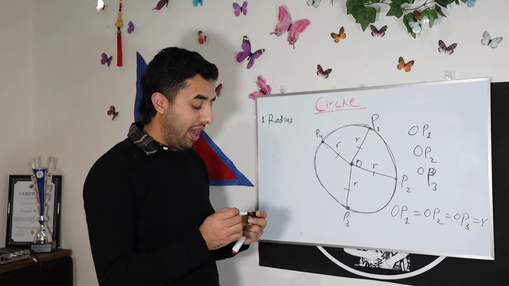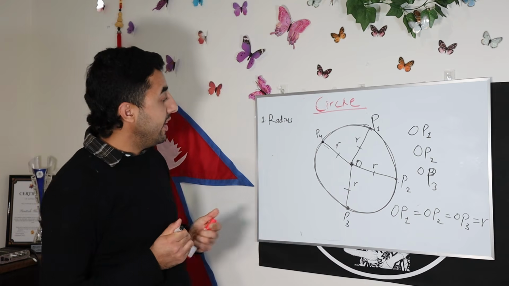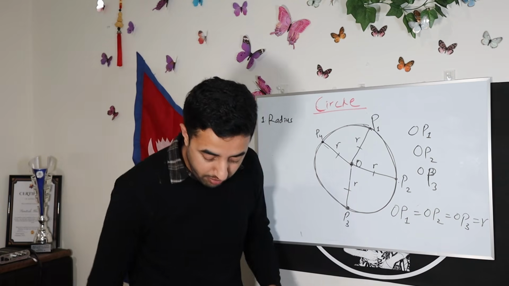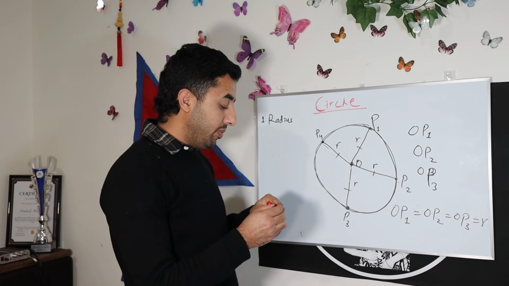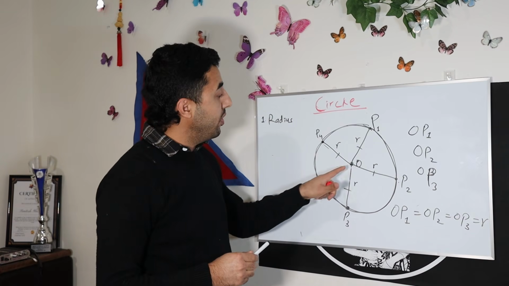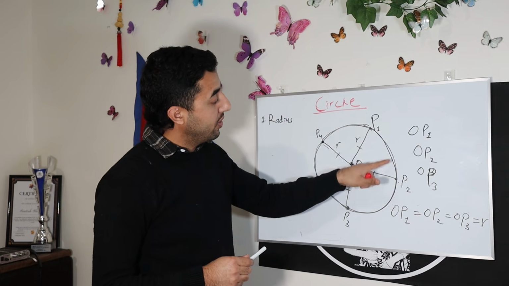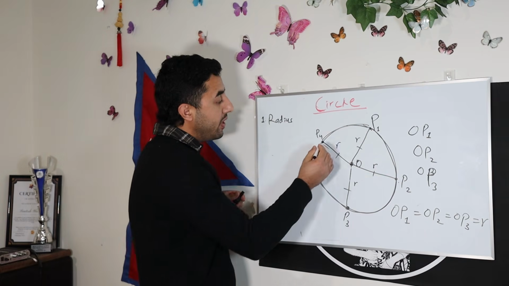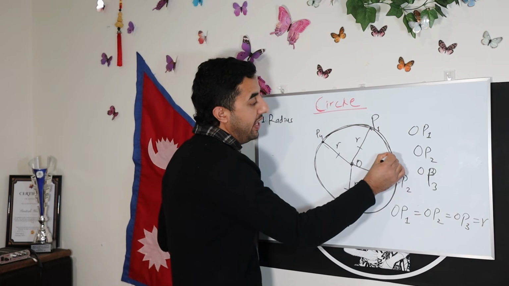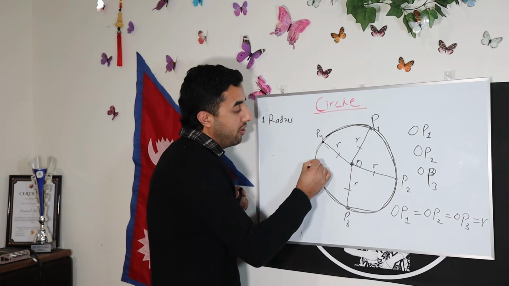And if you have to define what is radius, radius is defined as the length from the center of circle to any point on this edge of the circle, or any point on the path of the circle. This path of the circle, this length of the circle is known as circumference.